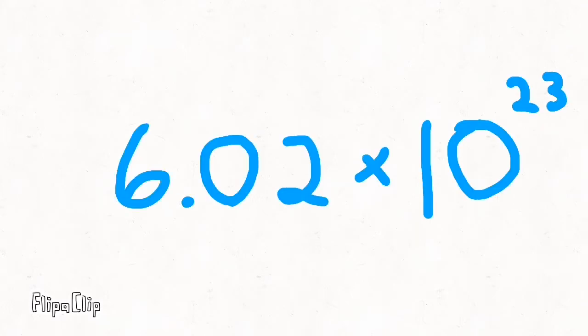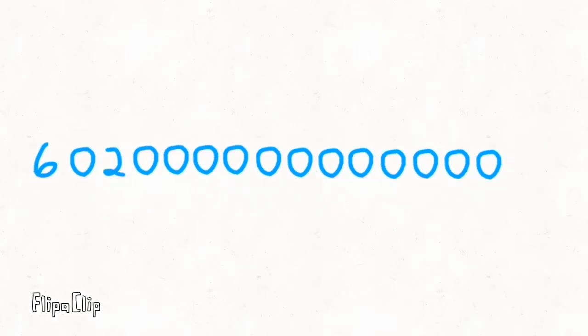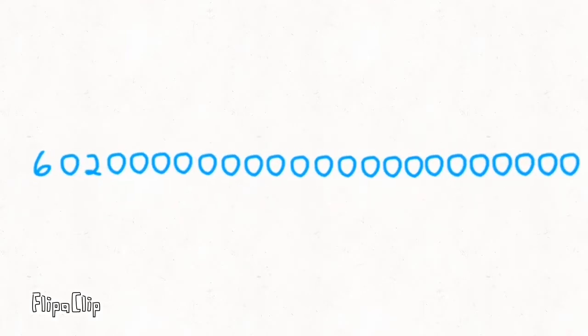6.02 times 10 to the 23rd is a huge number. I mean, think about it. That is 602 with 21 zeros after it. That is a huge number.